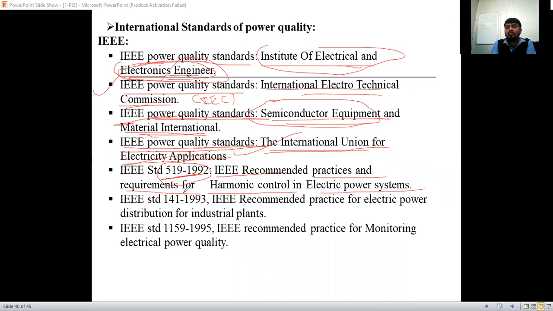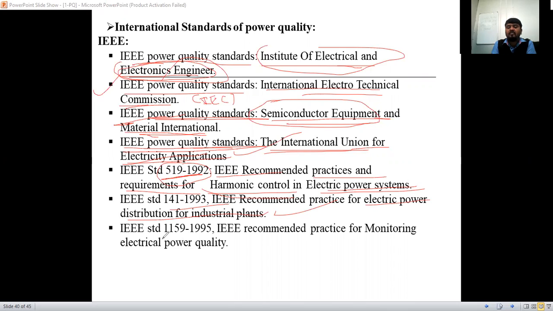In 1993, they mentioned the IEEE recommended practices for electrical power distribution and industrial plants. They have mentioned one more standard, that is IEEE standard 1412 of 1993. Next, in 1995, they developed the power quality monitoring system. Previously it was only for harmonic control in electrical power systems. The second one, electrical power distribution and industrial plants, they found here.